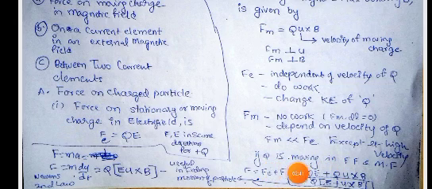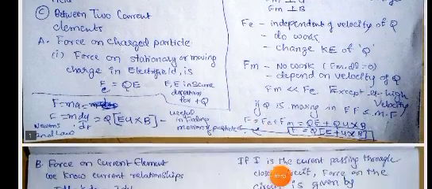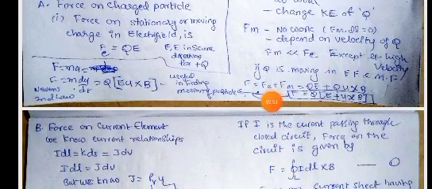If Q is moving in both magnetic field and electric field, then the total force exerted on the charged particle is equal to Fe plus Fm. So Fe plus Fm equals QE plus Qu cross B. Take common Q: Q into electric field intensity E plus u cross B. Right.